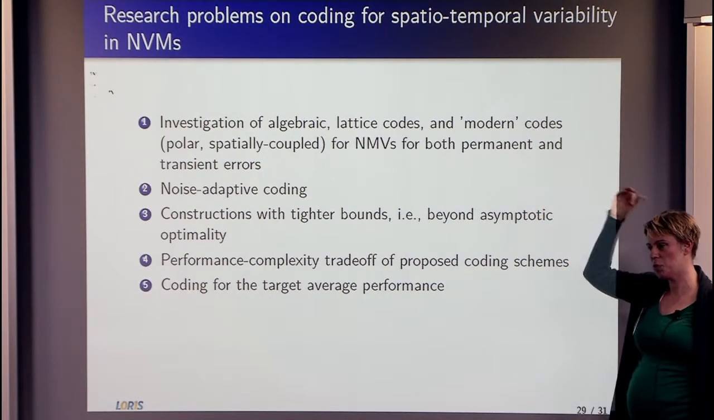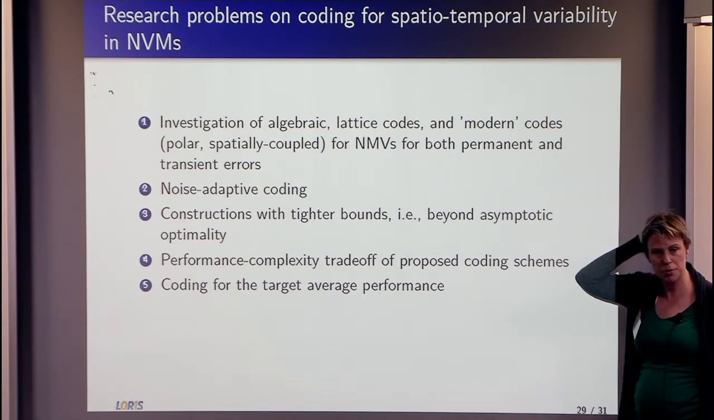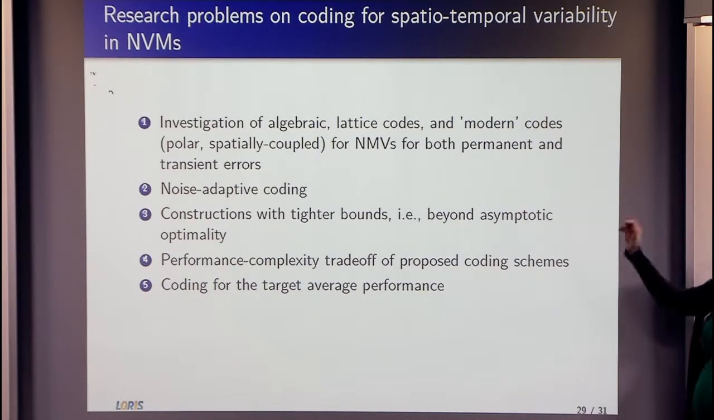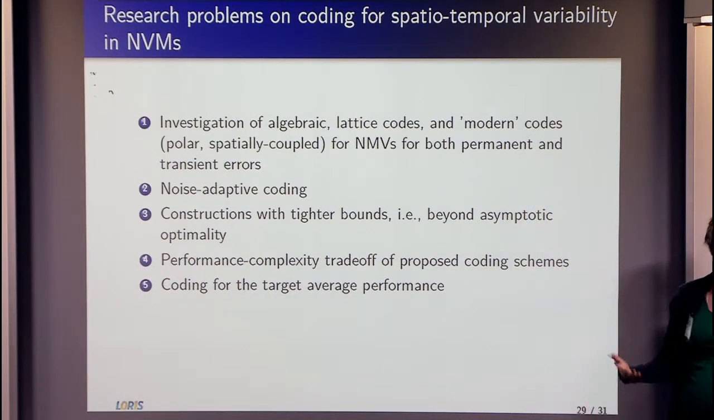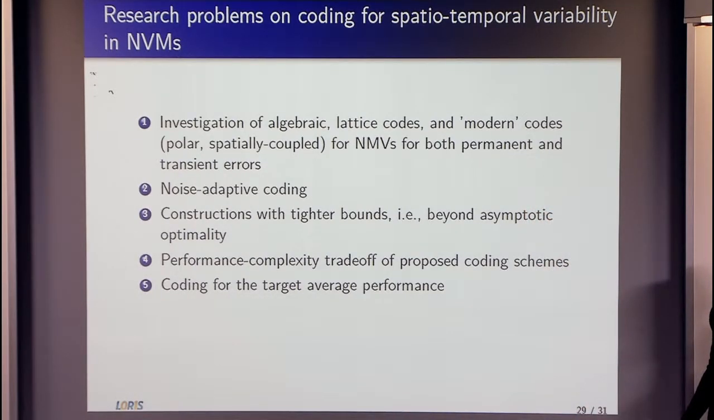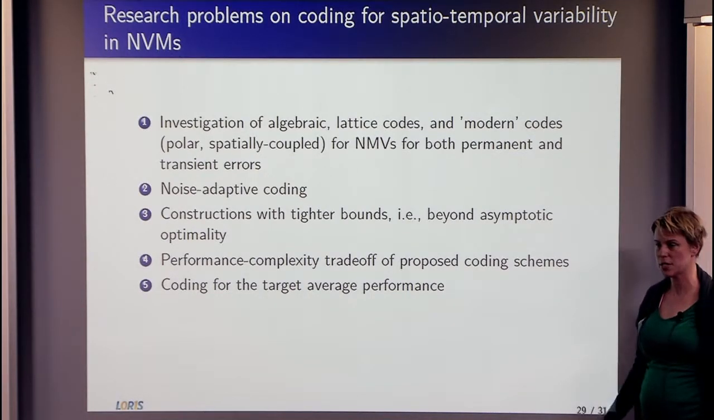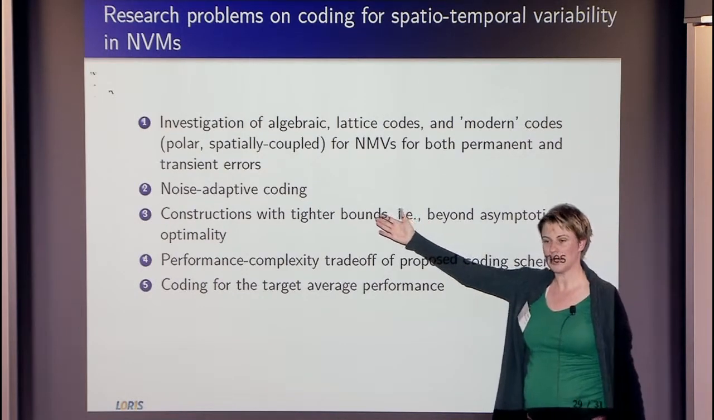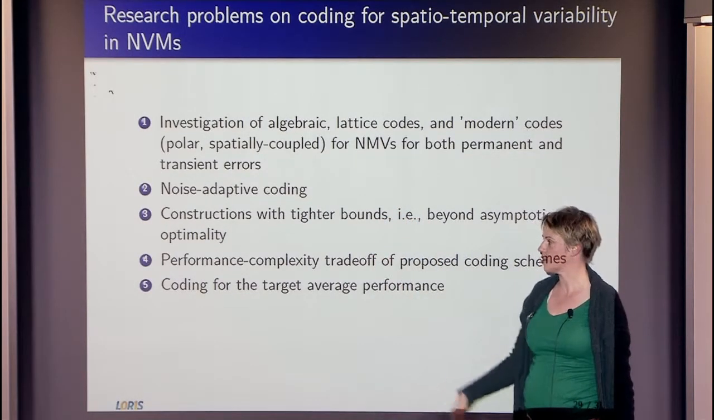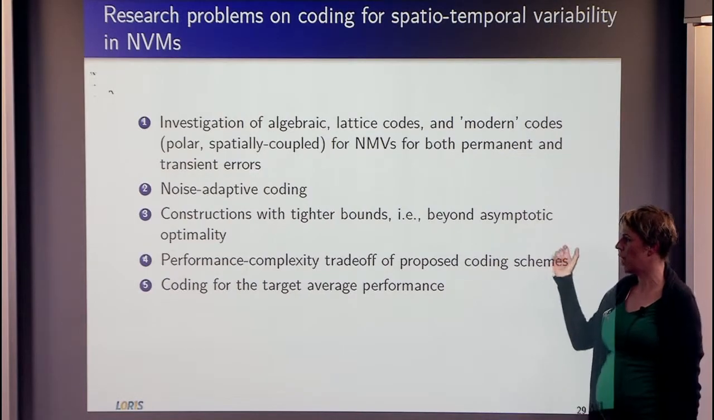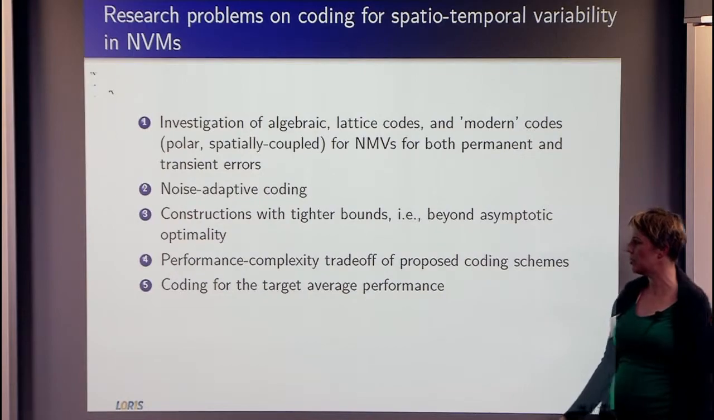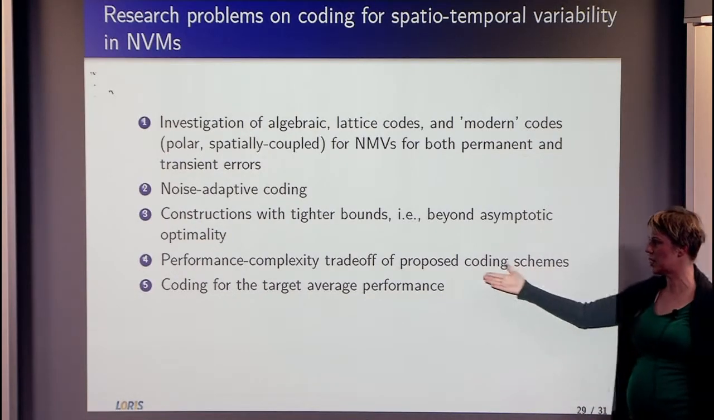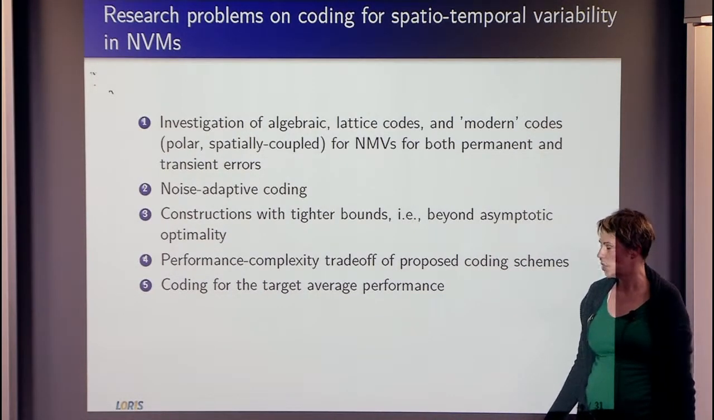Investigations are primarily focused on the algebraic constructions and very briefly on graph-based results. But for other modern codes, polar, spatially coupled, lattice codes, there's a lot of interest in all of these for NVMs to deal with all kinds of errors, both permanent and transient errors. How to deal with coding that is attuned to changing noise characteristics of the channel. We have asymptotic optimality in terms of certain code constructions. Can you do better? Can you have better bounds? What are the complexity and performance trade-offs?